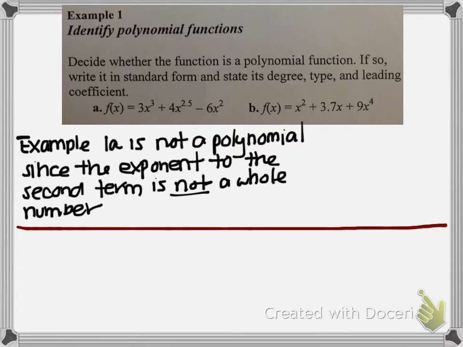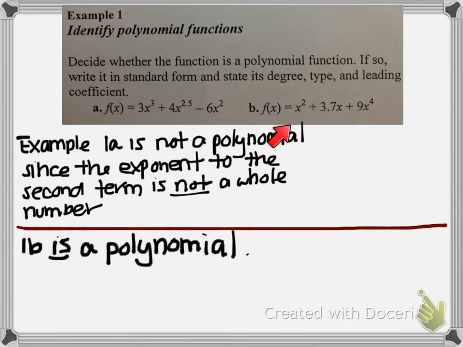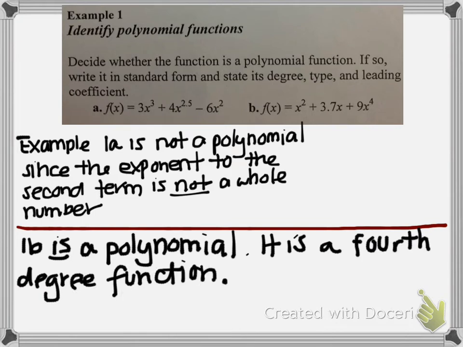For the second example, this one is a polynomial because again this has the exponent of 2, this one has an exponent of 1, and this one has an exponent of 4. In terms of the degree, we're looking for the highest exponent next to the variable. So in this case, this is considered a fourth degree function.